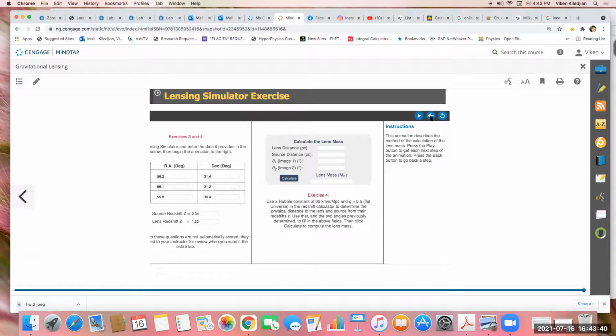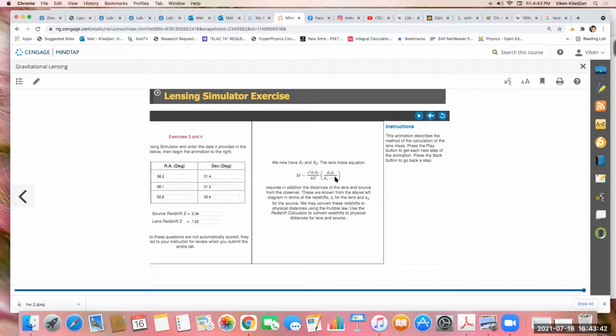So then go back to show how you work. You have to use this: speed of light squared, theta 1, theta 2 over 4G, ds, dl over ds minus dl. So how would that work? How will you be able to show the work? Well, c squared, theta 1, theta 2, so what will that be?